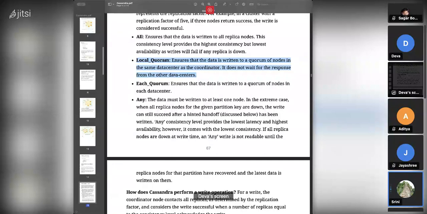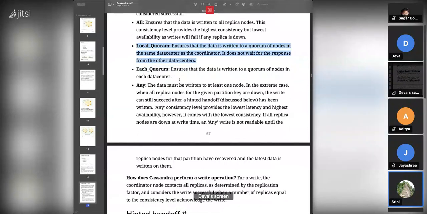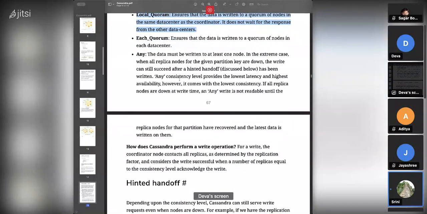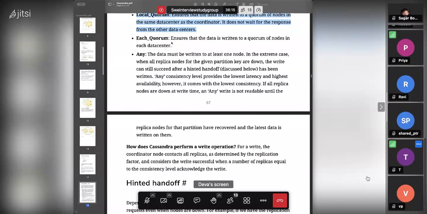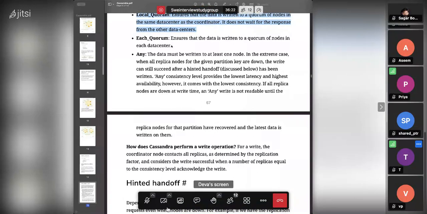So each quorum ensures that the data is written to a quorum of nodes in each data center. The data must be written to at least one node. In extreme cases where all replica nodes for the given partition key are down, the write can still succeed after a hinted handoff has been written. Okay, I'm rereading it again. So the data must be written to at least one node.